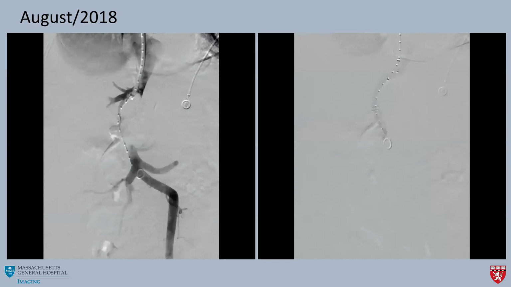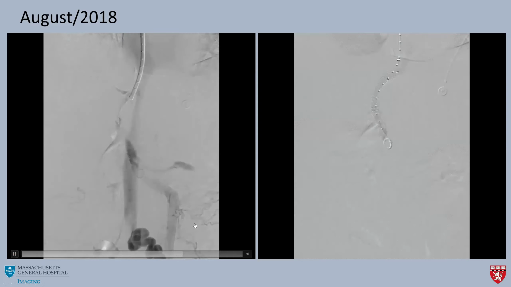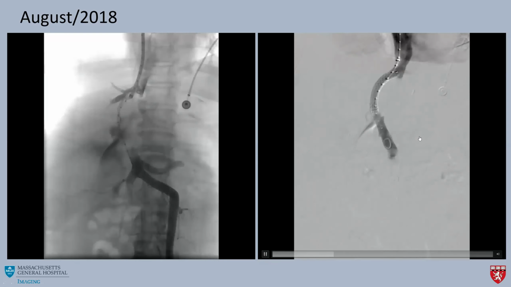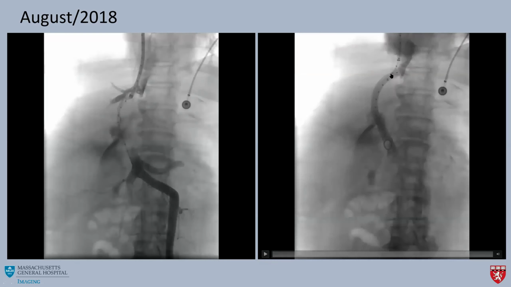Let me just show the next slide here. So this was the primary TIPS that was done back in 2018, and you can see this was the initial pigtail run, and this screen shows the TIPS, and you can see there were overlapping TIPS stents. I think it was because the first one was not long enough. This was post-dilated to 8 millimeters, and the pressure gradient went from 19 to 10. And at the same time, during this procedure, the patient also underwent a splenic artery embolization to further decrease the portal pressures.